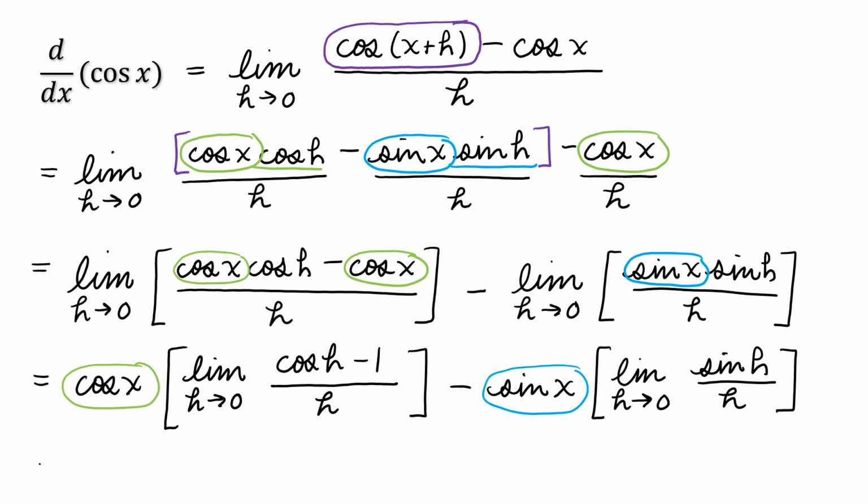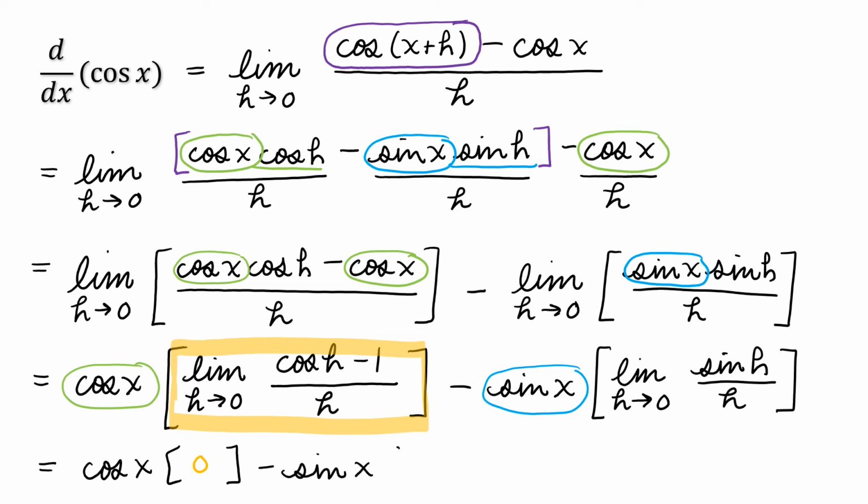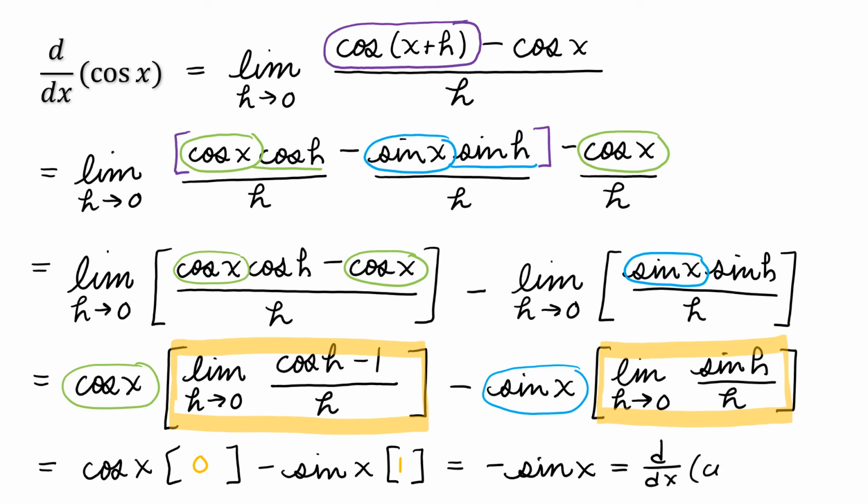And then evaluating these limits, we have the cosine of x times this limit, which is one of our known limits and evaluates to 0, minus sine of x times this, which is another known limit, and this one evaluates to 1. So cosine of x times 0 is equal to 0. So we're left with negative sine of x is equal to the derivative with respect to x of cosine of x.